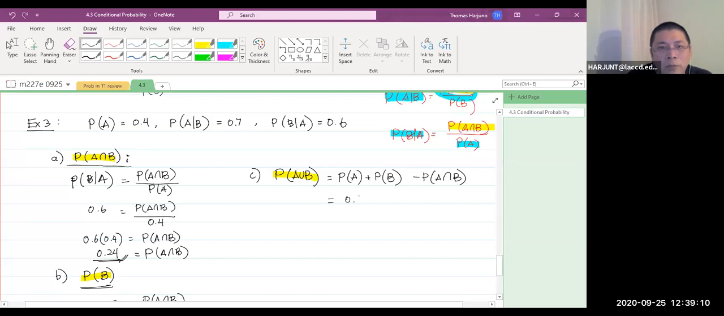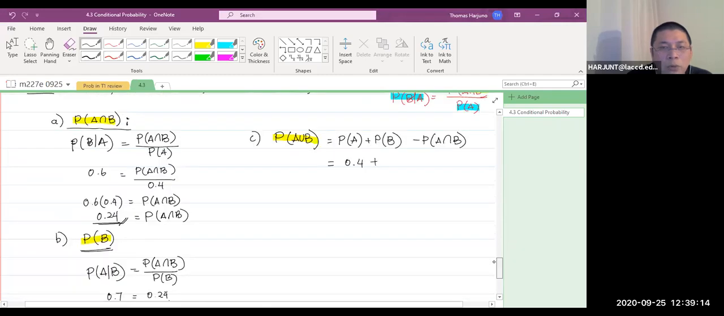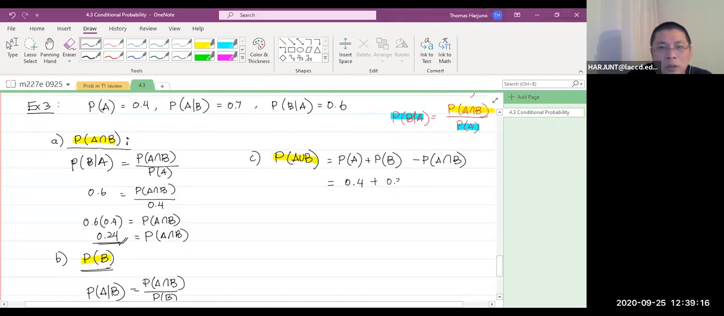This is 0.4 plus 0.34286, minus 0.24. 0.50286. Is it right? No, that's 0.4. Oh yeah, that's right, 0.5.